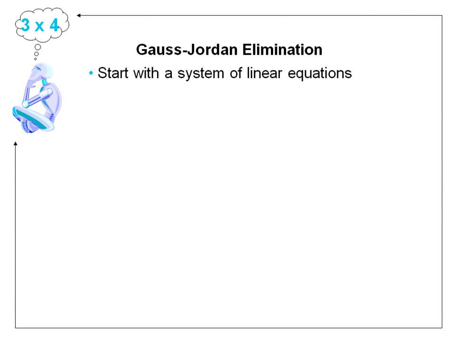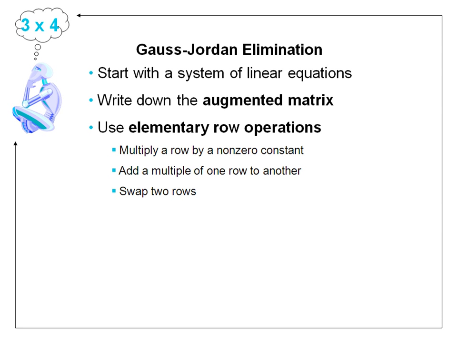So let's review what the Gauss-Jordan Elimination method is again. First, you'll start with a system of equations, and then you'll write down the augmented matrix, which is just the numbers, the coefficients, and the constants. Then you're going to use a series of row operations to get a certain format. You can multiply a row by a non-zero constant, and then you can add a multiple of one row to another, and you can also swap rows.